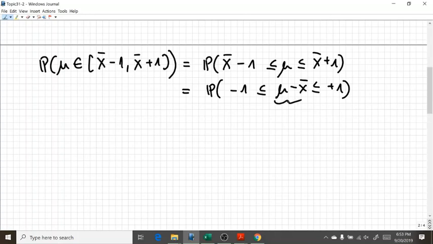I can write it as x bar minus mu. You will see that it will be more convenient later on. And actually nothing changes, because by changing the signs of minus 1 plus 1, I will end up having the same interval. The only thing that changes is the ordering of x bar minus mu.